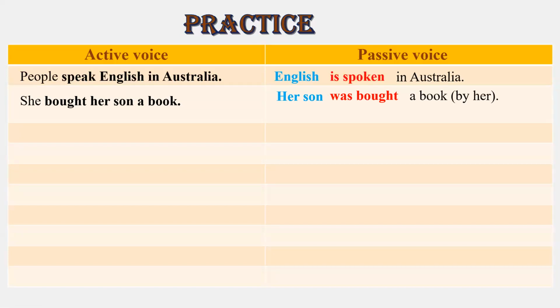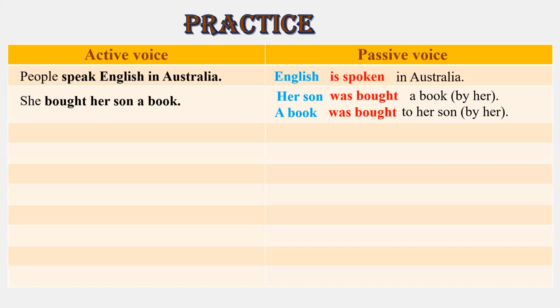You see here a book remains an object. But if we want to start with a book, it's easy. A book was bought for her son by her. See, two ways to put it in the passive voice since we have two objects.